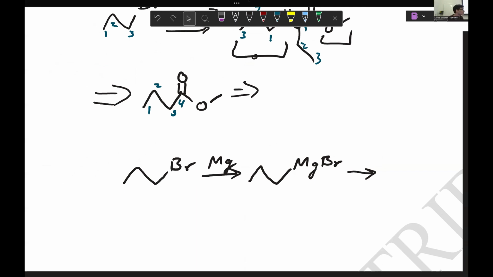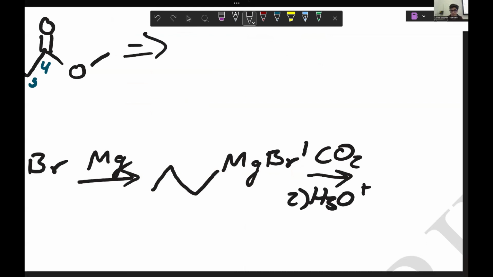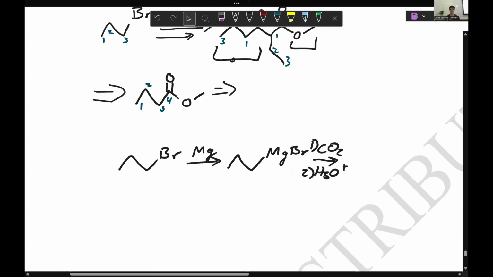React it with CO2 and H3O to get the carboxylic acid. So that's the key here: whenever there are more carbons in the product, we're going to add some carbons. There are a couple of different ways of doing that. We can alkylate with alkyl halides, or with lithium reagents or Grignards. You can also use cyano groups that add the carbon, with the CN.